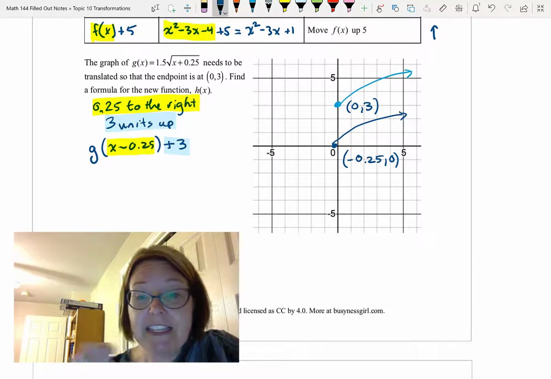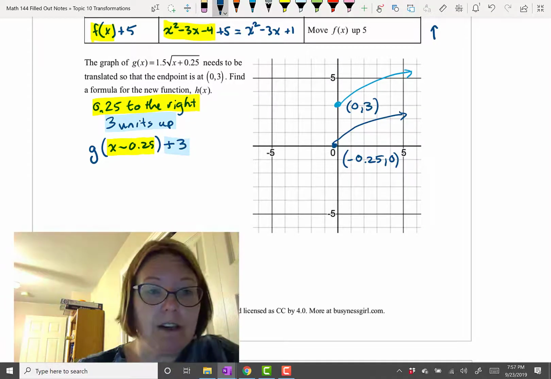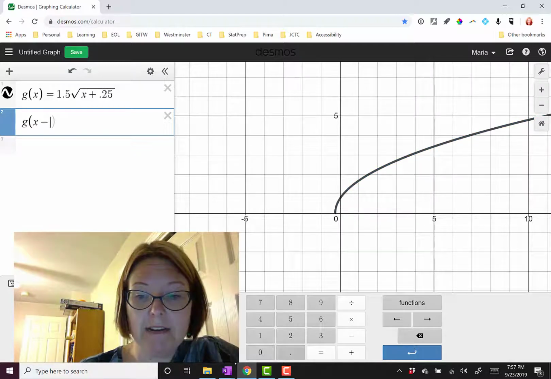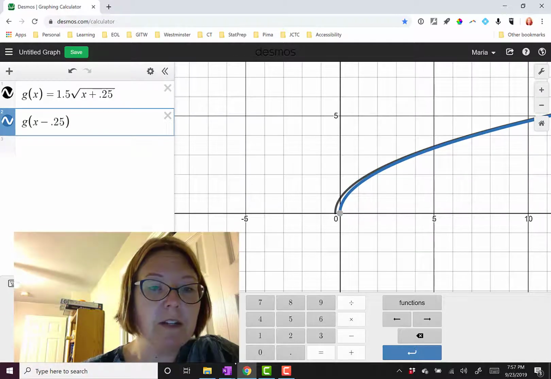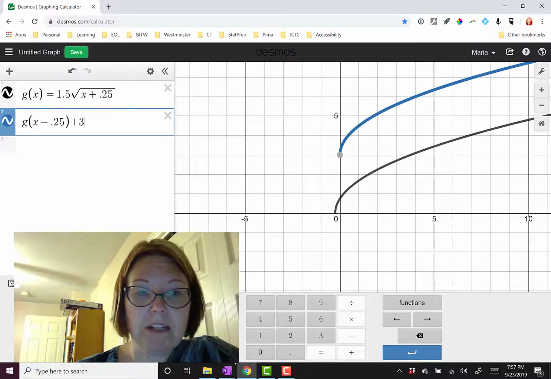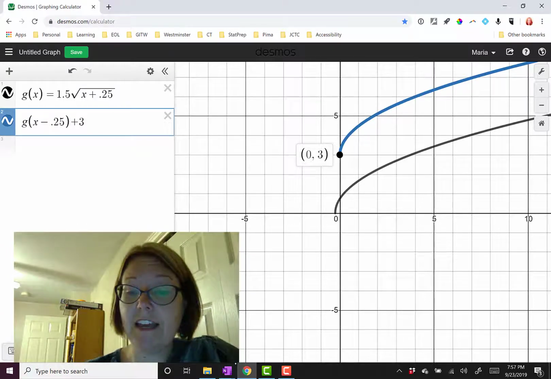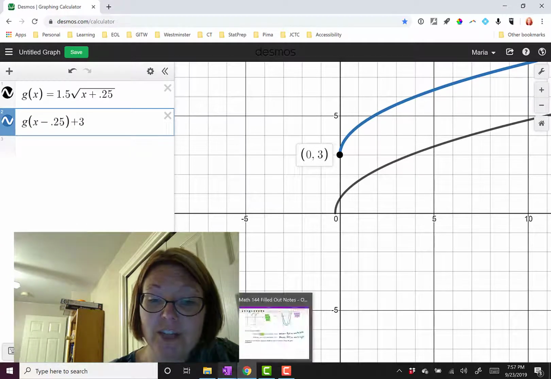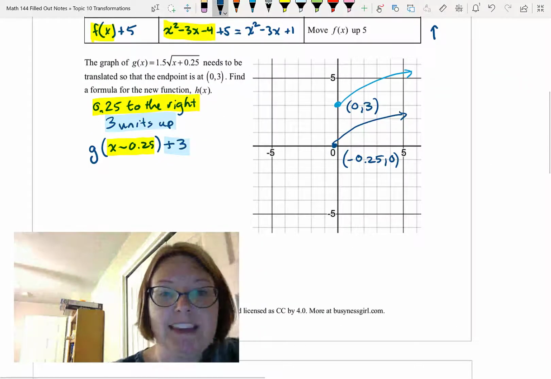Now, one of the nice things is that you can actually tell if you're right, because in Desmos, you could simply say g of x minus 0.25. You can see the graph just shifted to the right by 0.25. And you could add plus 3 to the outside of that, and you'll see it moves up 3 units, and it has an endpoint of (0, 3), which is perfect. So we know we've chosen the right translation. We now just have to find the formula. So let's go ahead and plug that in.